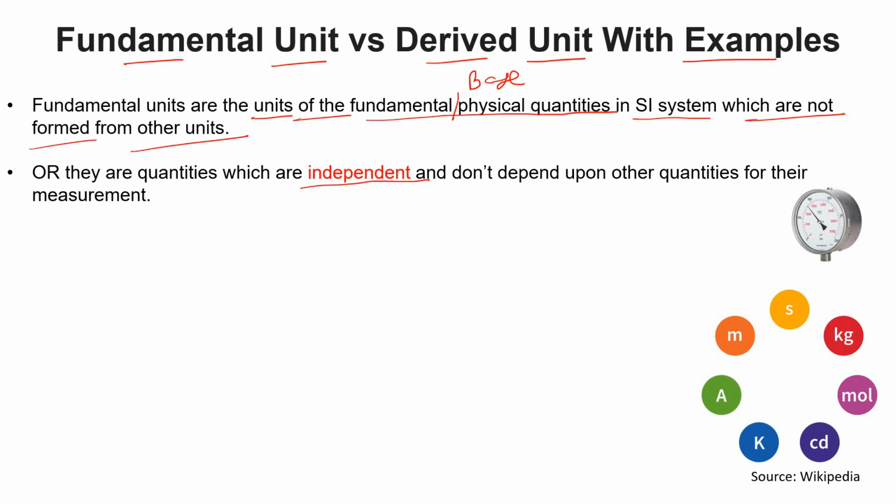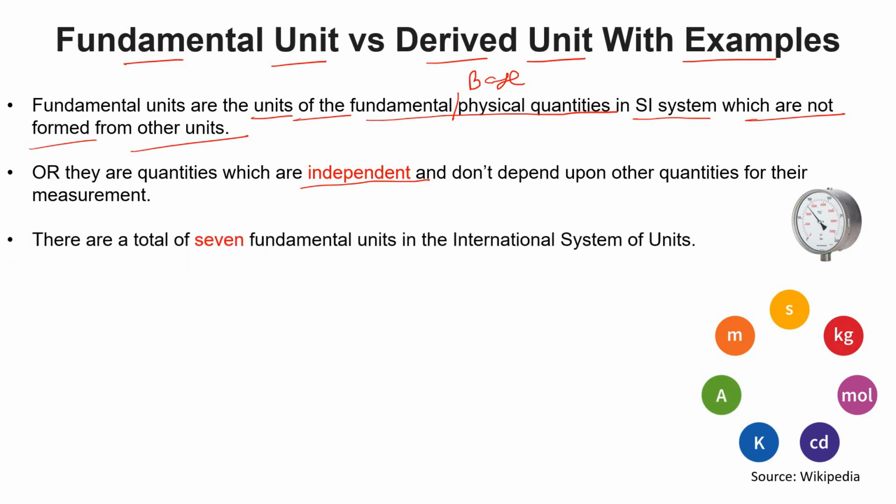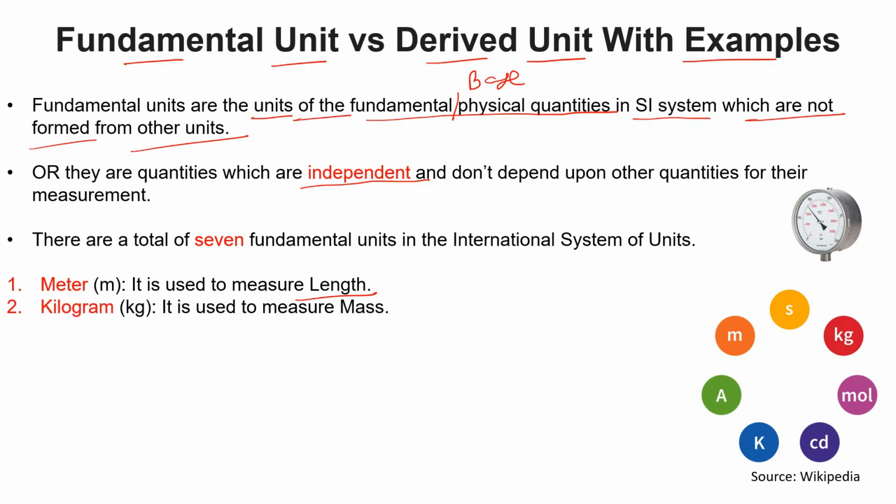Now how many fundamental units are there? Mainly there are 7 fundamental units in the international system of units. It means in the SI system there are 7 fundamental units. The first one is the meter, which is used to measure length or height, for example the height of the cylinder. So you will measure this in meters. Same, the kilogram is used to measure mass, for example the bar which we just discussed in the previous slide.